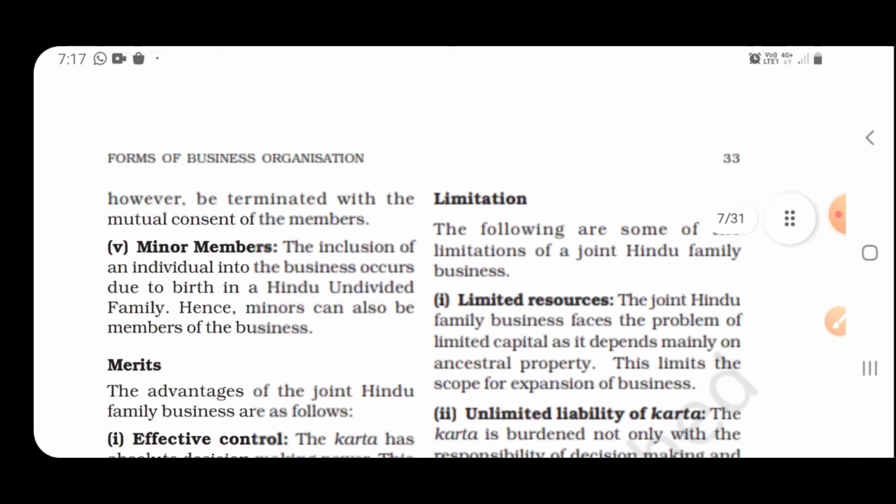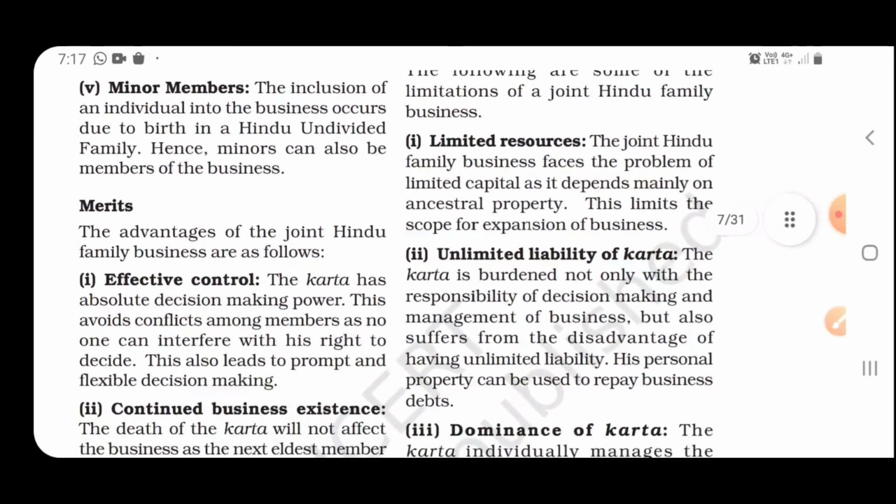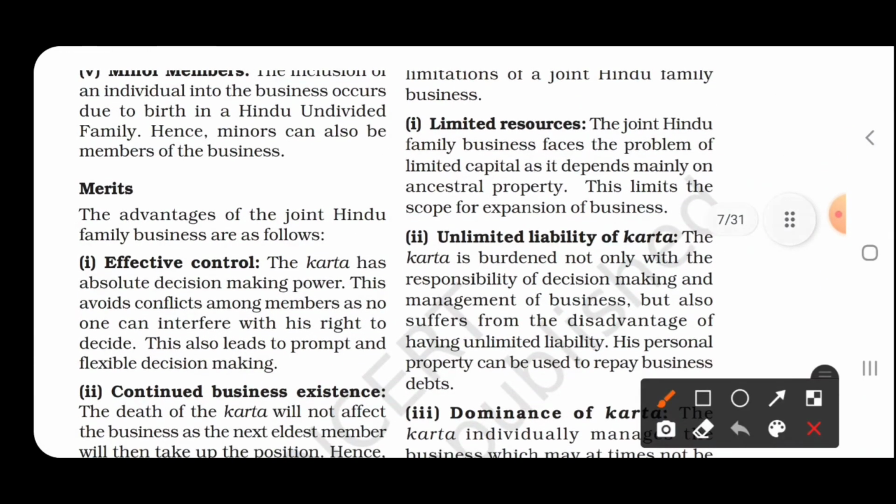Next, we are going to look at the limitations. The first one is limited resources, as we have said in the case of sole proprietorship also. In the joint Hindu family, the business faces problems of limited capital, as it depends mainly on the ancestral property, because it is carried on from the eldest member, then after his death it is carried on by the next eldest person, so it is inherited. So the resources are limited. So there is less scope for expansion of business.